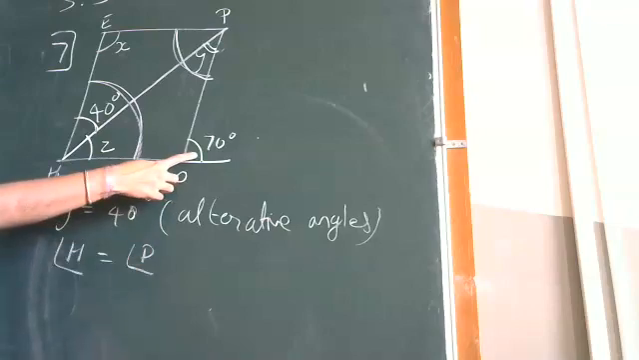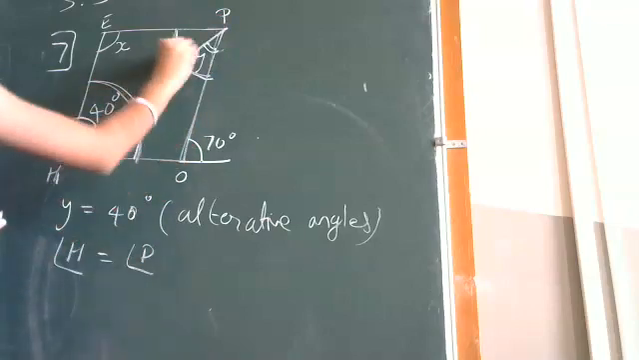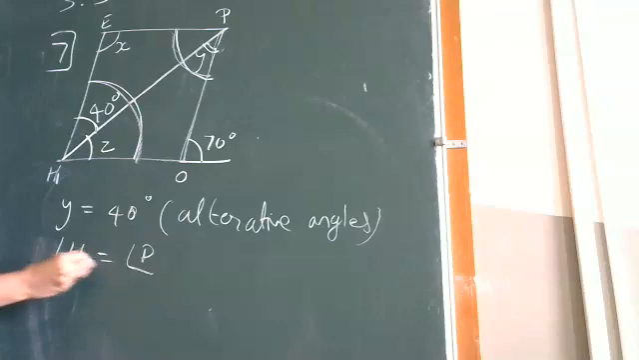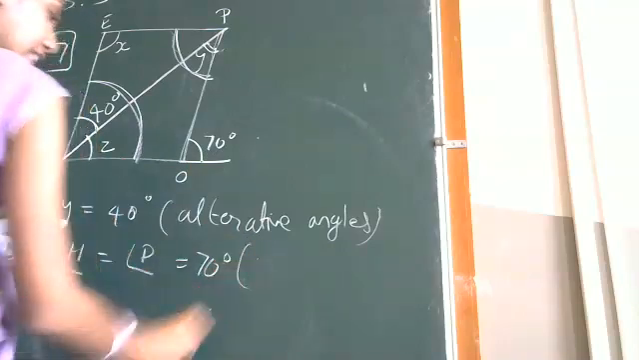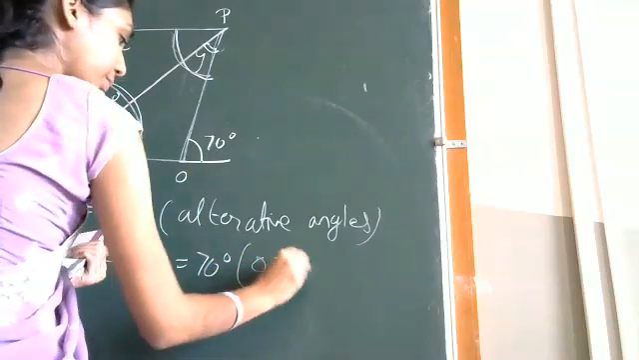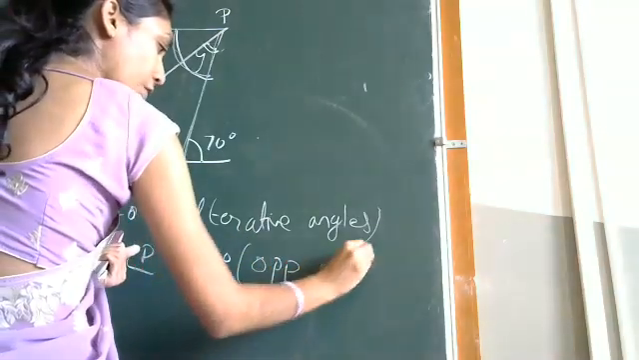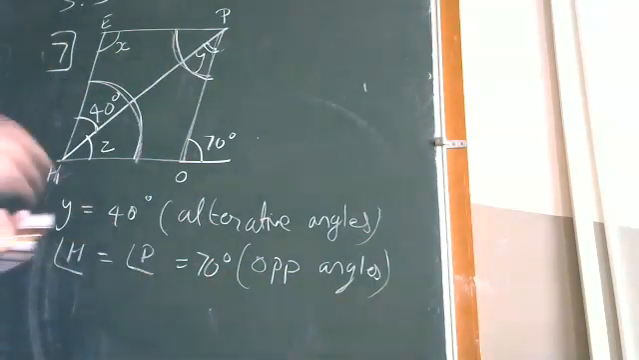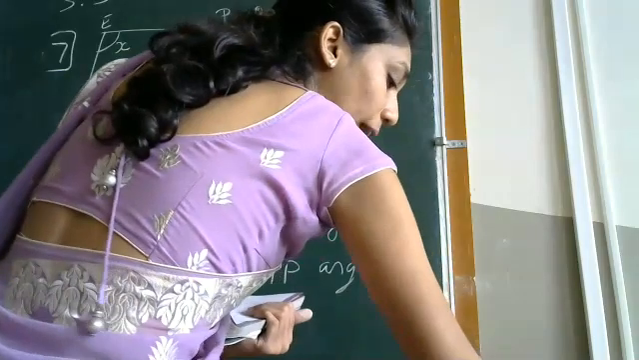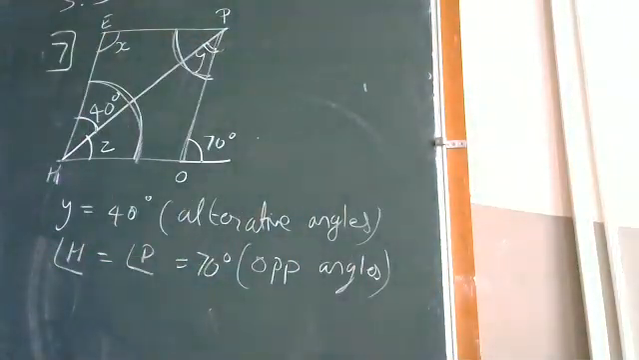Opposite angles of a parallelogram. Is this not opposite? So angle H is equal to angle P, that is, angle P is equal to 70 degree. What is the reason? Opposite angles. So you write here: because of opposite angles. In the fair book, write the reason why it is equal. You have to write the reason why it is equal over there. Okay. So now we found out what.